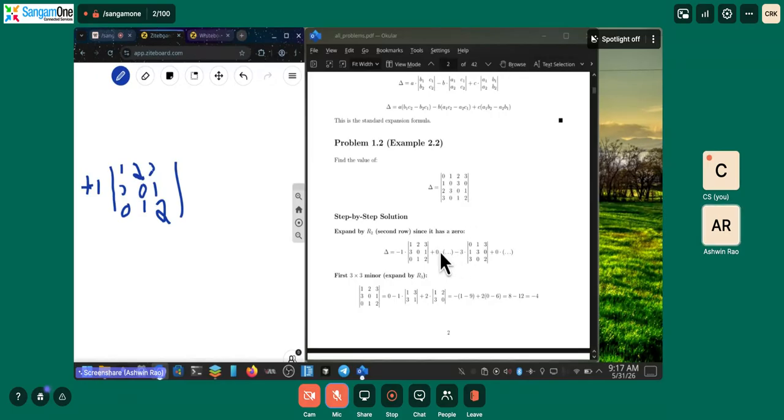Then here it should be minus. Sorry for that. Why? Because we are considering the second row here. The second row always is minus. Sorry for that. Then goes plus here, 0.